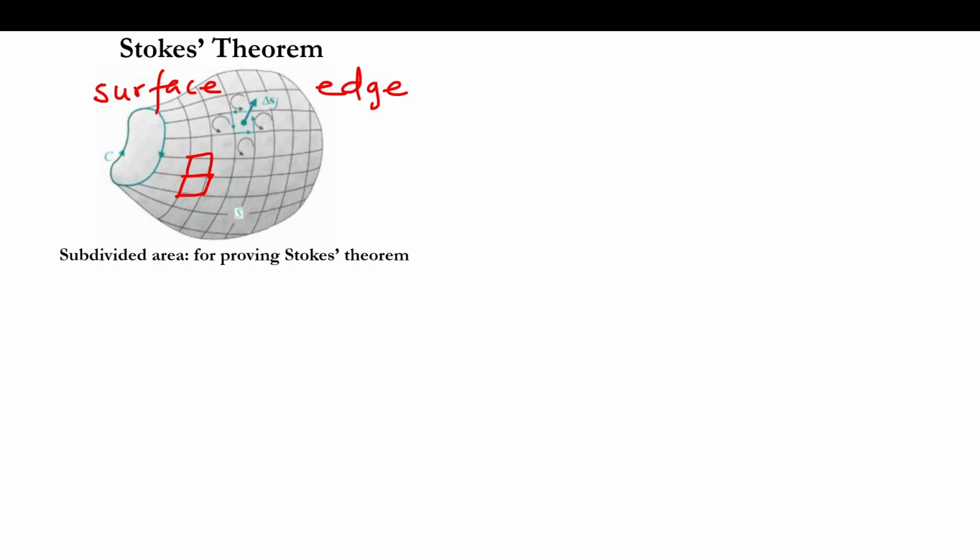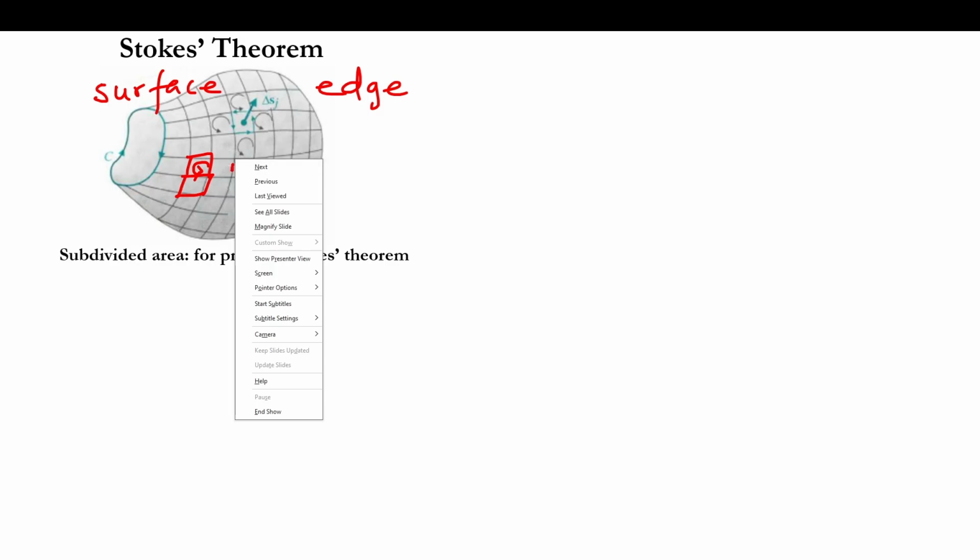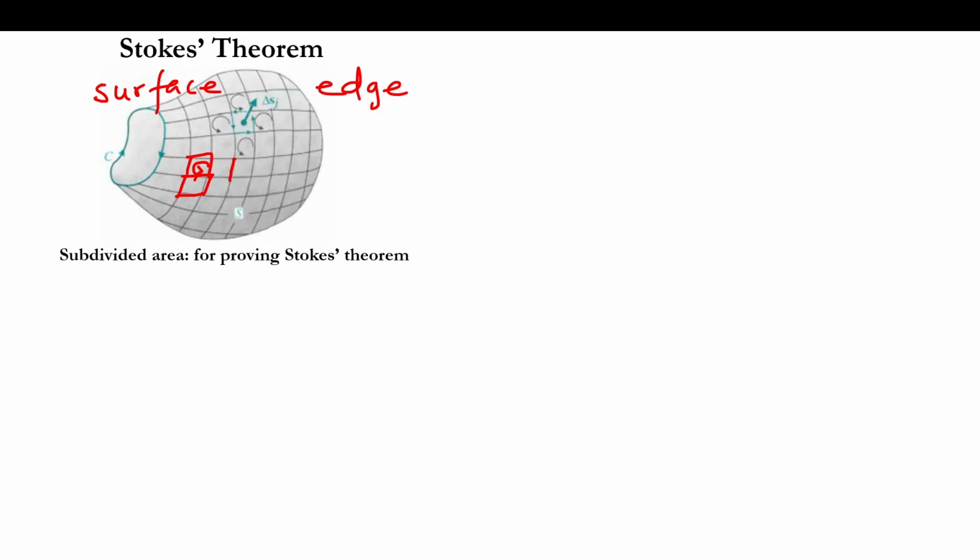Now each patch has a loop around it, and so we can measure how a vector field swirls around that loop. And now here's what's going to happen. Every internal edge is shared by two neighboring patches. So for example, if I should take this, now there's a loop here, there is another loop here.